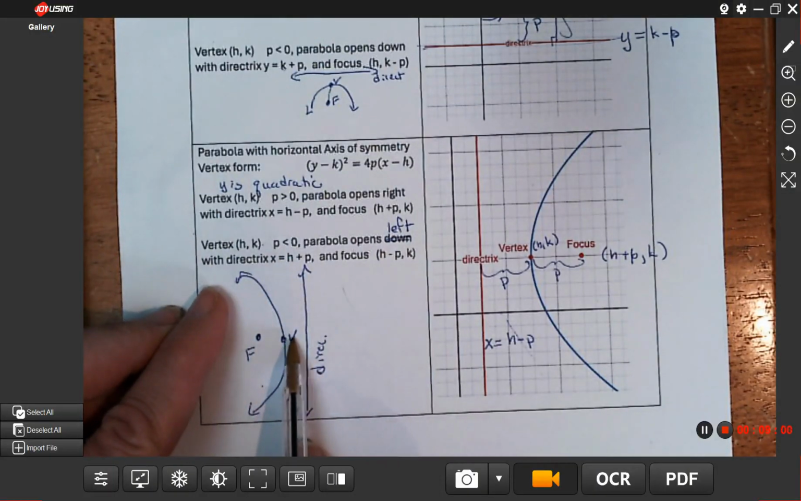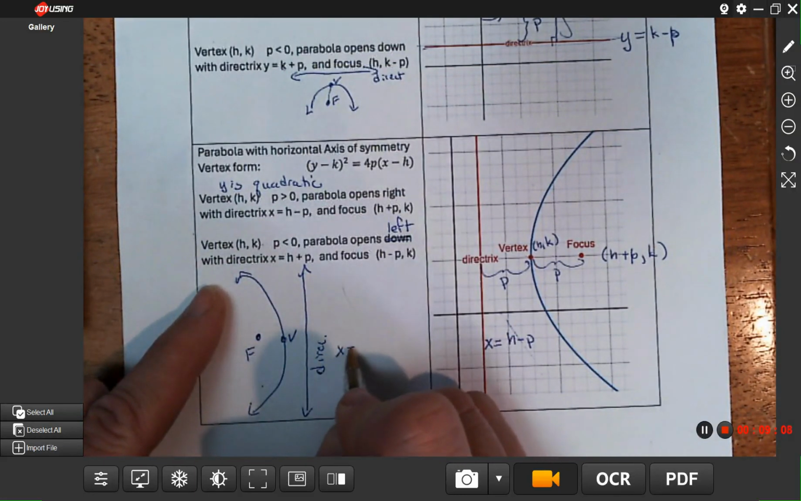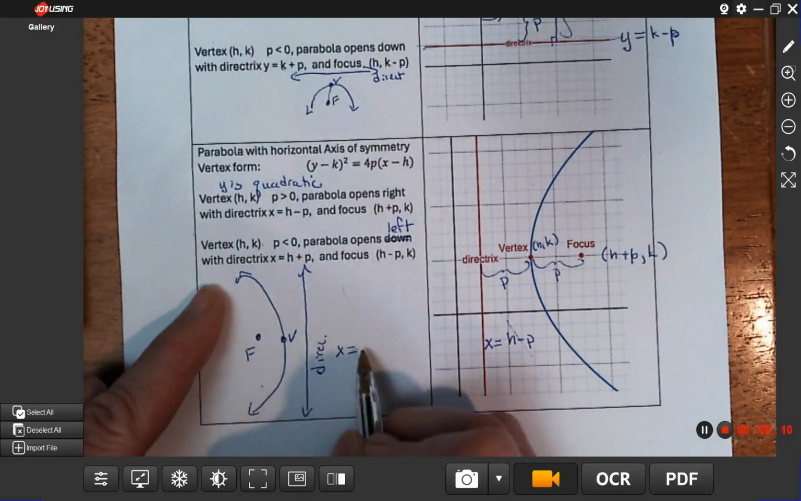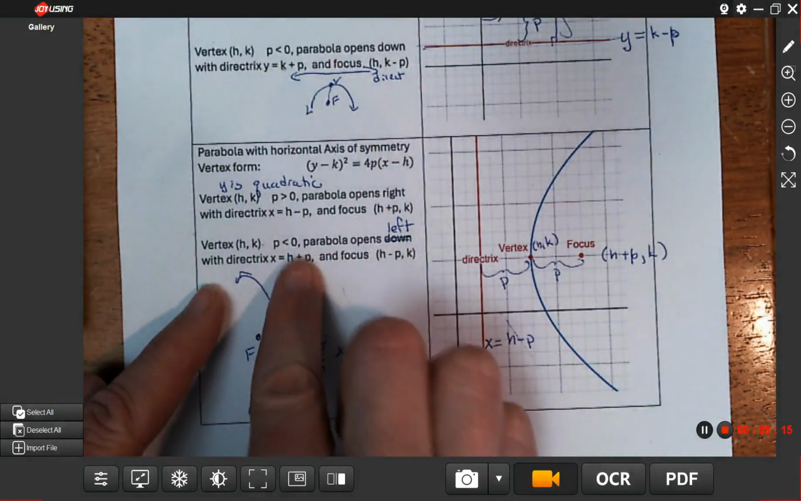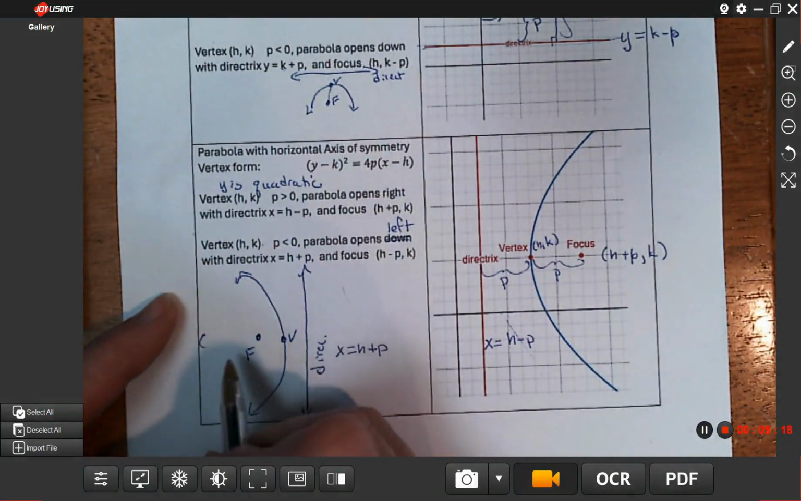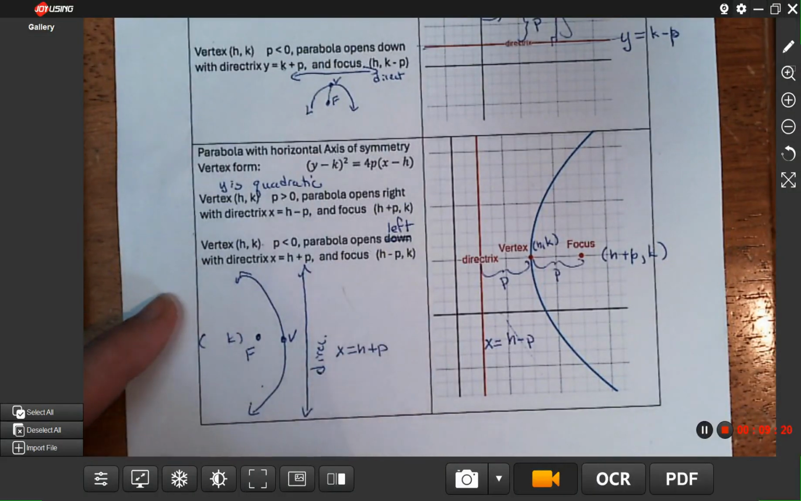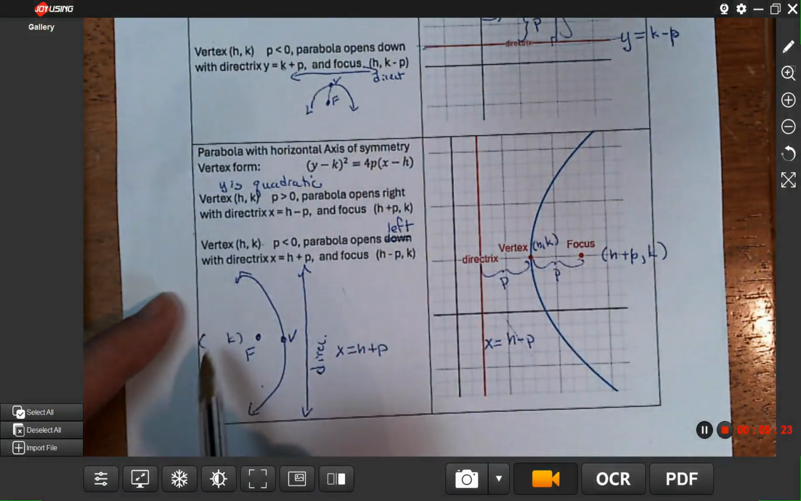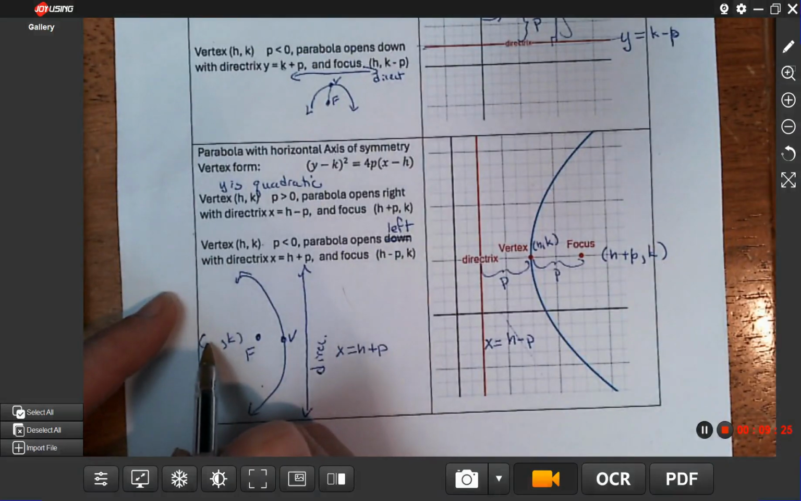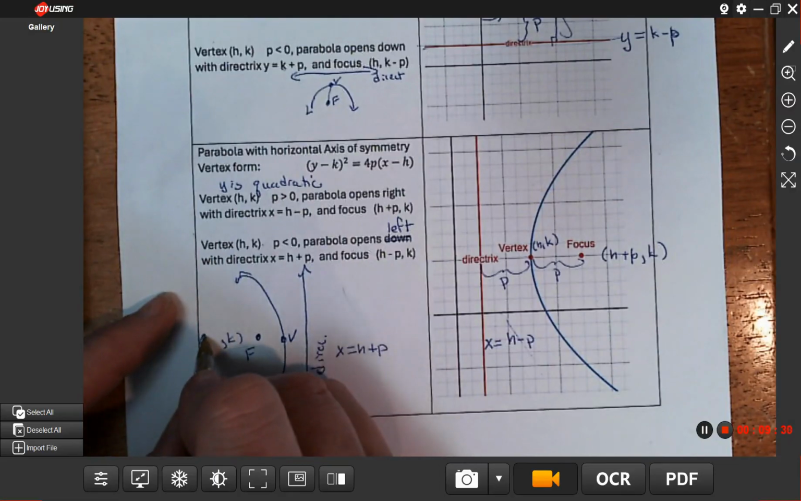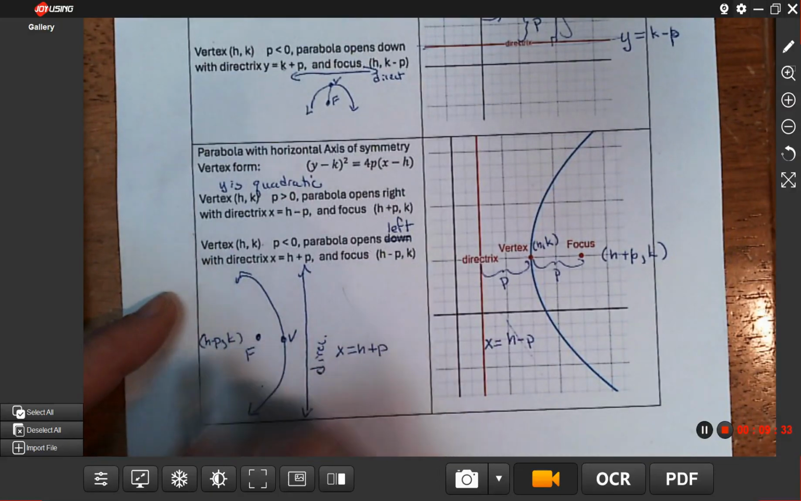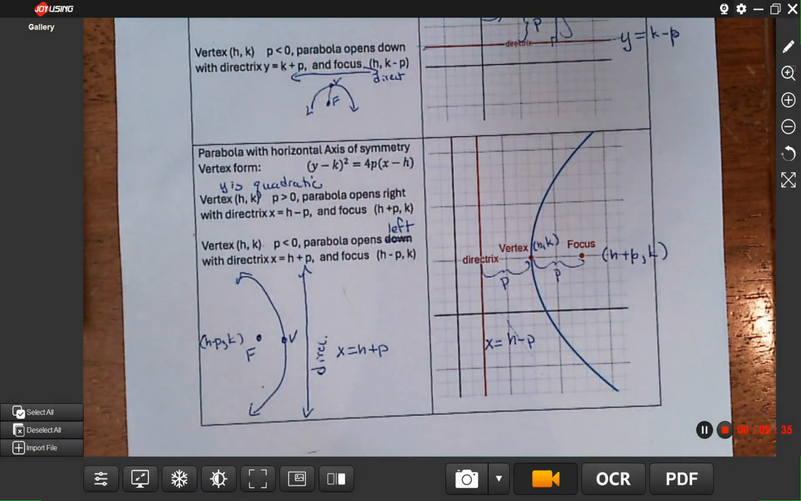The directrix is going to move to the right from the vertex. So the directrix is an equation x equals, and it's going to take the h coordinate of the vertex and move it to the right, so add p to move it over here. So that's this equation. And the focus, the y coordinate is going to be the same as the vertex k because it's the same height as the vertex. And the x coordinate is going to move to the left from the vertex, so it's going to take h and subtract p because that distance is the same.